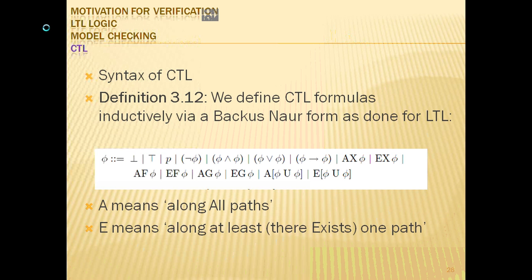Now let's see what is the syntax of CTL. We define CTL formulas inductively using the Backus-Naur form, as we specified it in the LTL. The syntax is as given. In this syntax, we will find two new symbols, capital A and capital E. Capital A means along all paths, and capital E means along at least one path, that is, there exists one path.